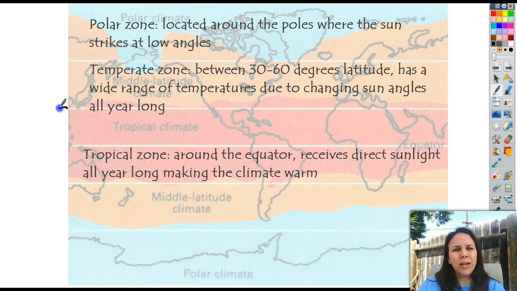Okay, then we have between 30 and 60 degrees, north and south. So down here to down there. So this zone and this zone, we call that the temperate zone.